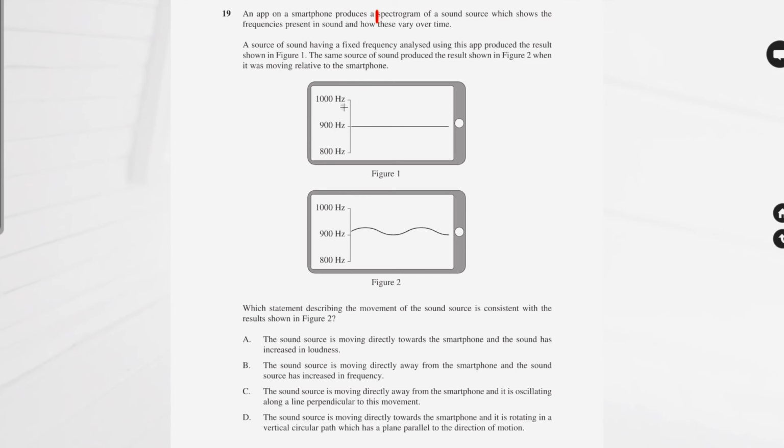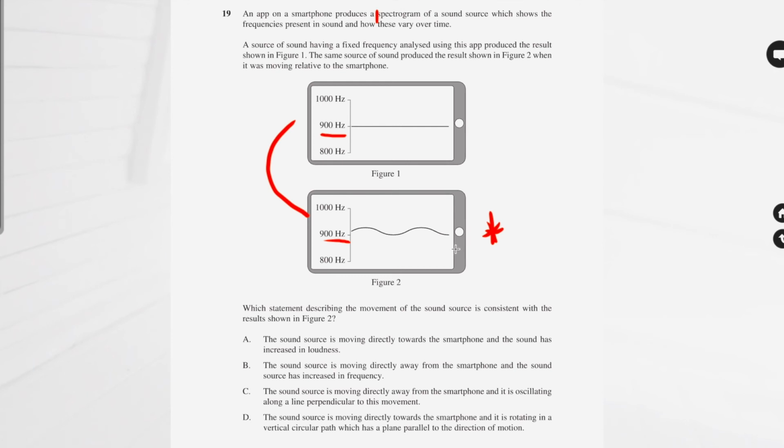Now, figure 1 shows us a sound of a fixed frequency. You've got 900 hertz here, and it shows that it's just constant. The same source of sounds result in figure 2 when shown moving relative, which is what we have here. So essentially the question's telling us that these two images are showing the same sound. The difference is that in the second one, when either the smartphone or the sound is moving, it produces this slight variation in the frequency.